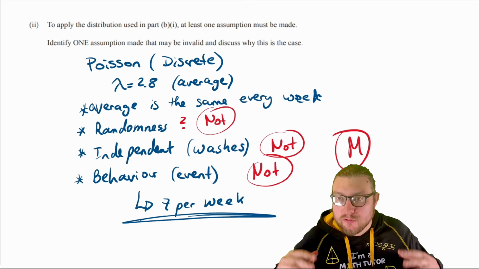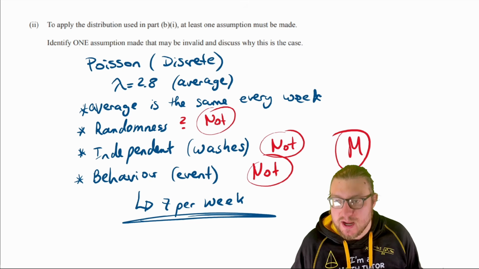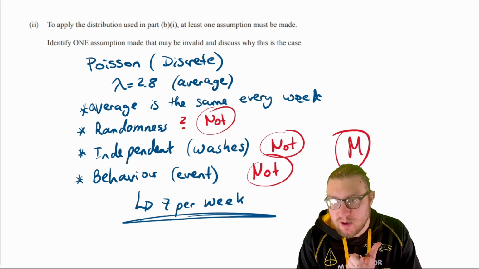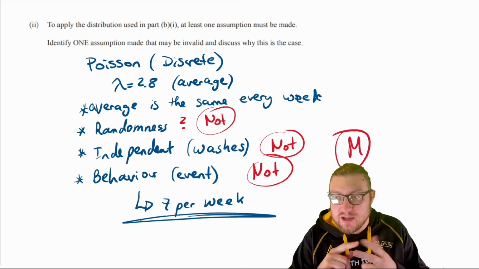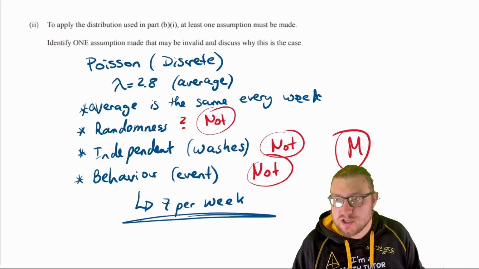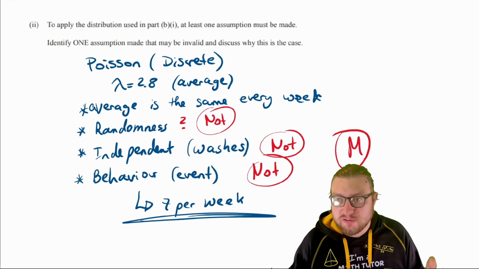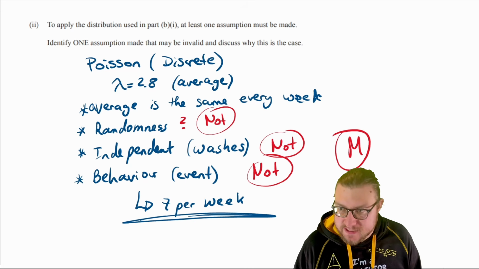And remember, for all of these questions, it's always the same. Think about independence, think about the parameter that you've been given, the situation as a whole. Do the things that we need for a Poisson distribution stay the same?